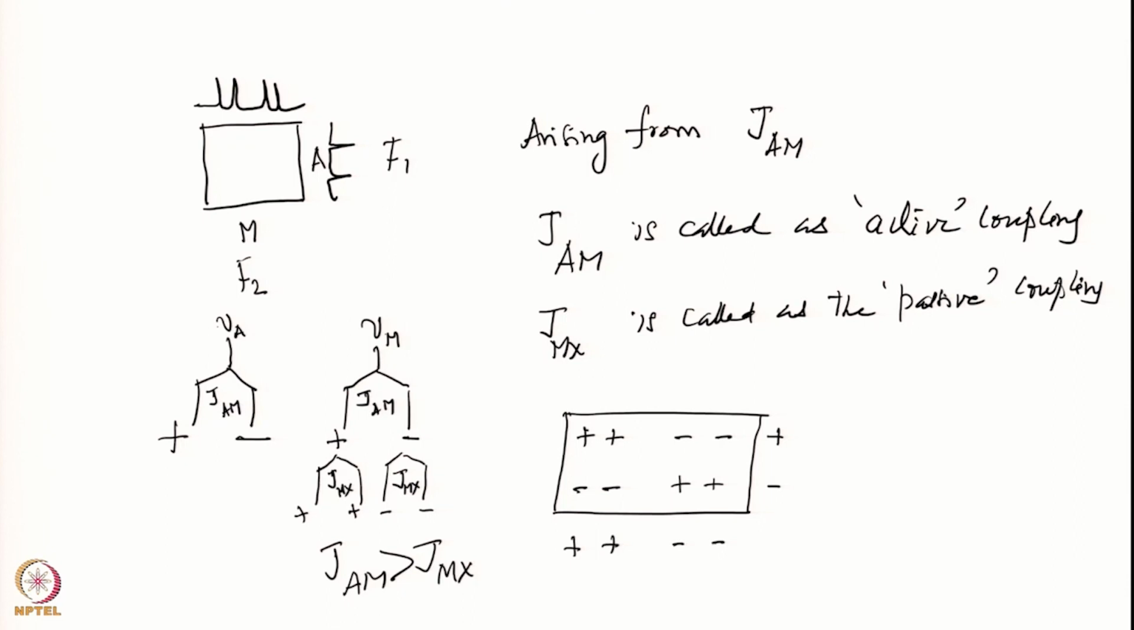Okay. What happens if the MX coupling is larger than the AM coupling? Let us also draw that. So, this is for JAM greater than JMX. If the other thing happens, let us say JAM is smaller than JMX, this is JAM, this is plus minus.